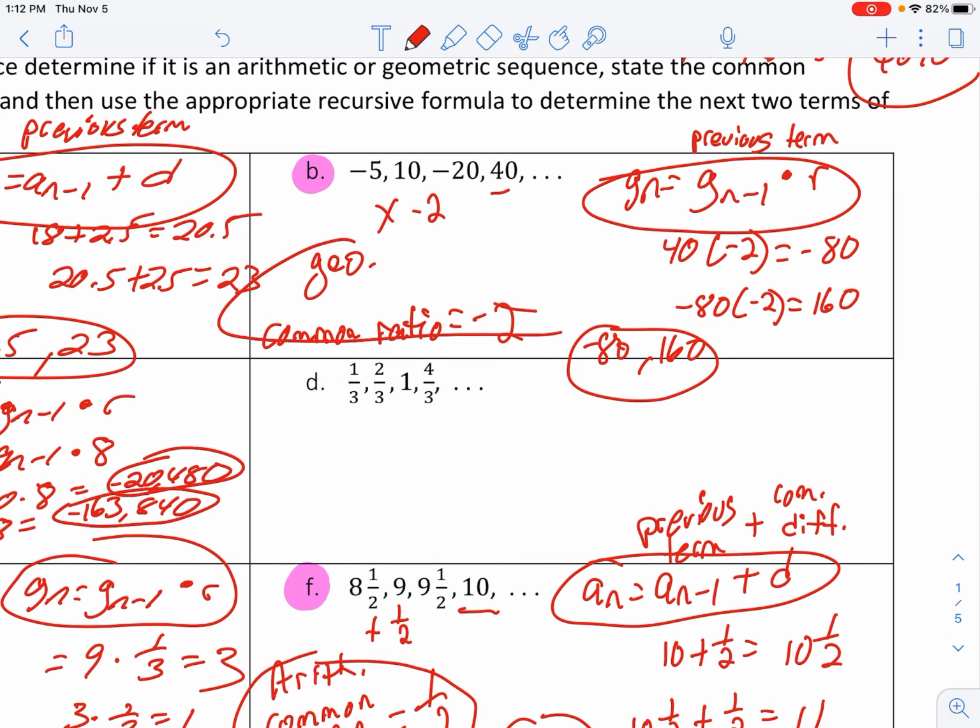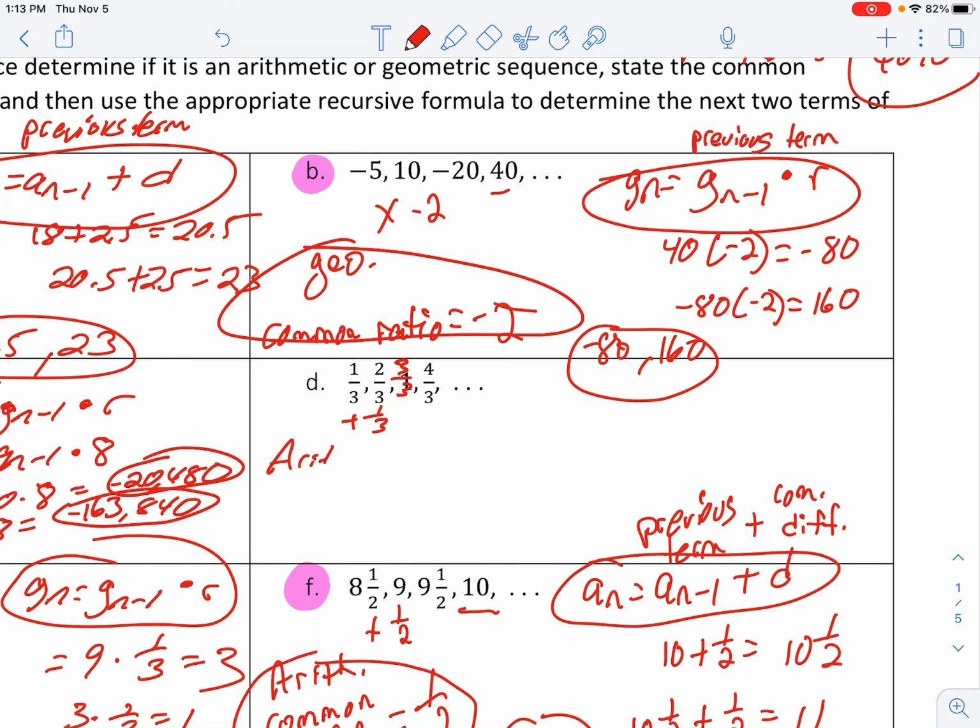Letter D we did not do. On letter D here, we need to figure out what's going on. 1/3 to 2/3 to 1 to 4/3. Don't forget to think about 1 as the same thing as 3/3. So what we are doing here is adding fractions. We're adding a third. 1/3 plus 1/3 is 2/3. 2/3 plus a third is 3/3. 3 divided by 3 is 1. 3/3 plus 1/3 is 4/3.